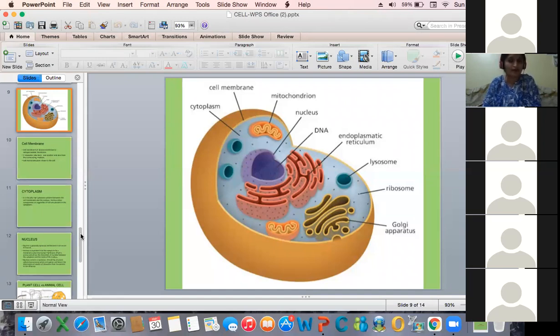Okay, very good. Can anyone now tell me how many cells are found in the human body? In the human body, how many cells are found? Trillions or thousands? More than trillion. Billions or trillions? Three trillions or three millions? Very good. Three trillion cells are there.